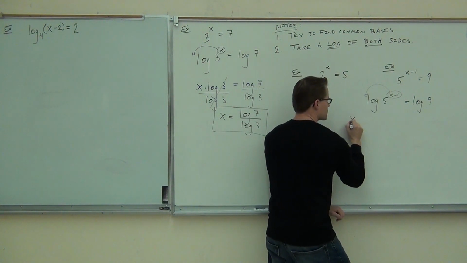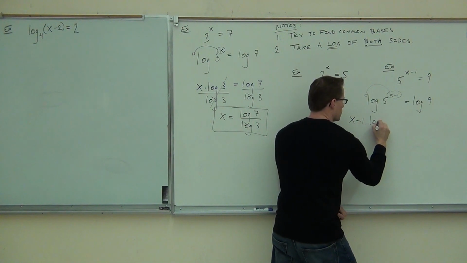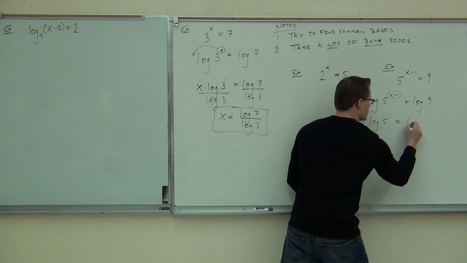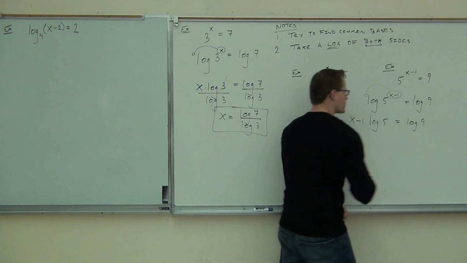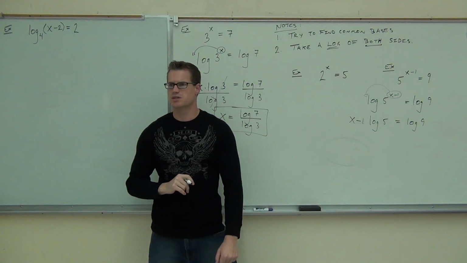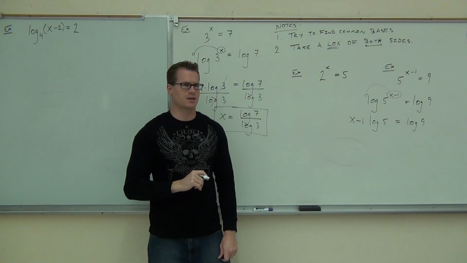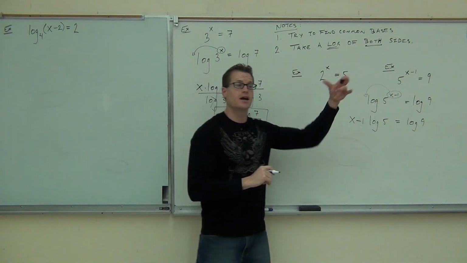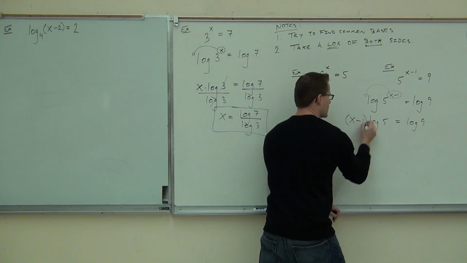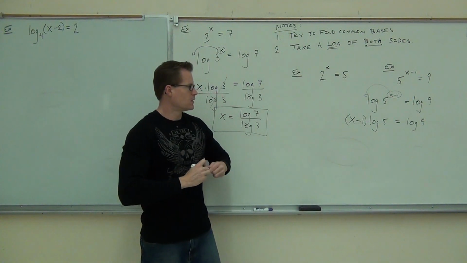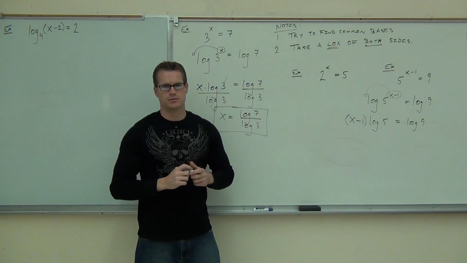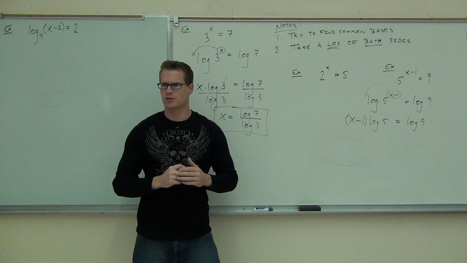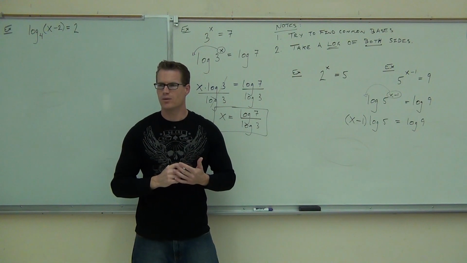So we're going to get an x minus 1, log of 5 equals log of 9. Now I've made one pretty major mistake here. What's the mistake that I've made? I've omitted something that I need. Yeah, you absolutely have to have the parentheses because you're multiplying that entire exponent. So that's kind of important. Not kind of. That's really important. You all right with this one so far? Now, what are you going to do?